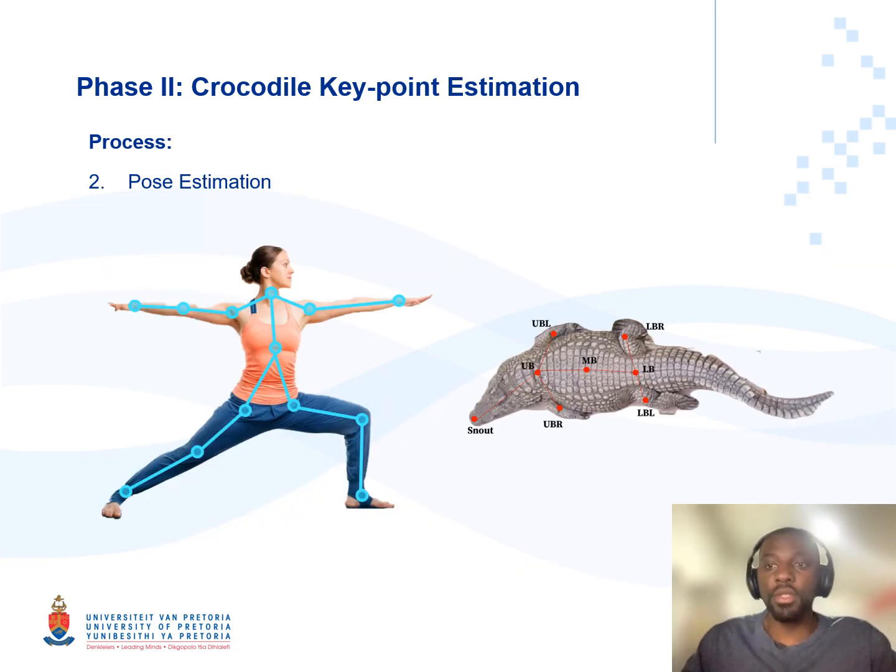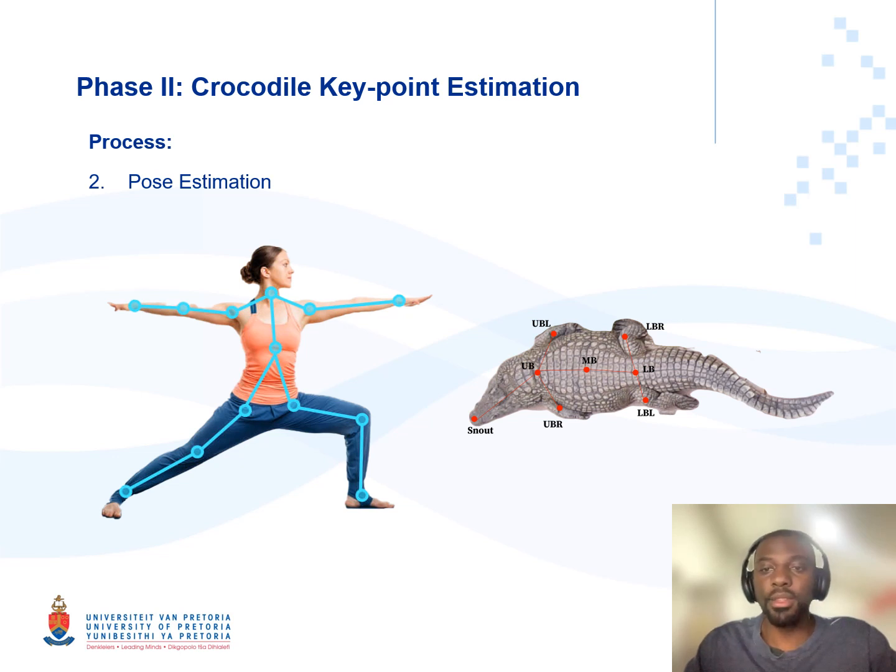In this slide, we delve deeper into the concept of key pose estimation and its application in our study. Key pose estimation is a technique used in computer vision that involves predicting the position of key points or joints on an object or a subject. In the context of human pose estimation, these key points might be parts of the body, such as elbows, knees, or the tips of the fingers. However, in our study, we apply this technique to crocodiles.